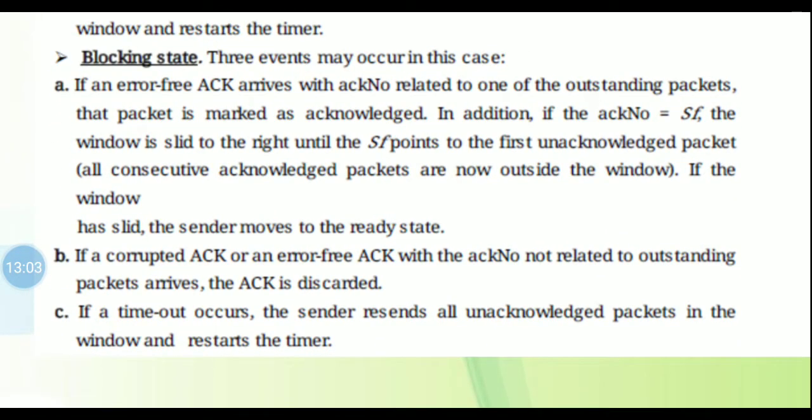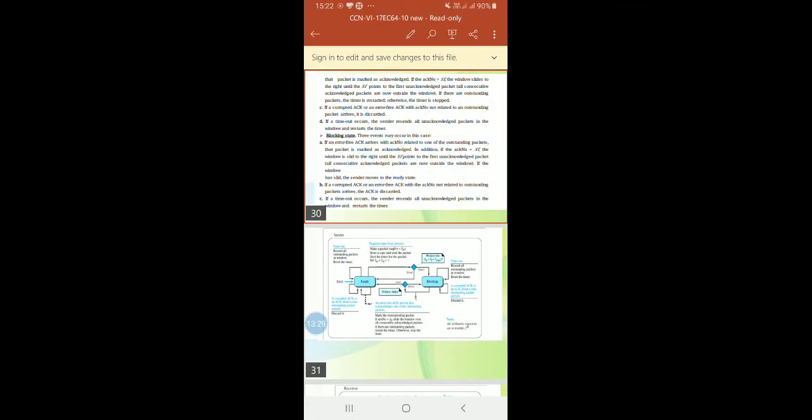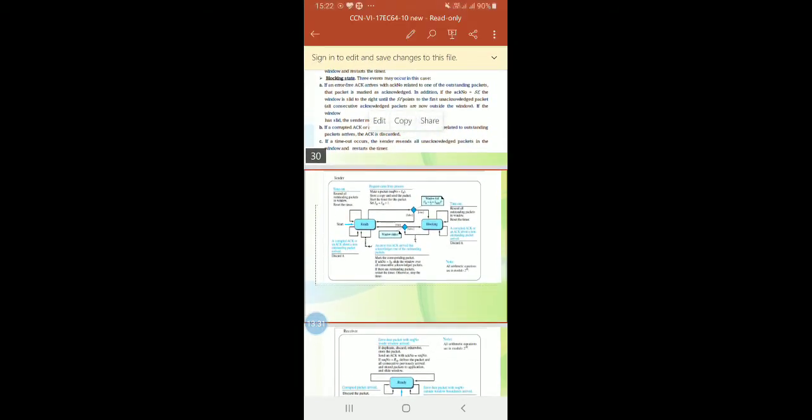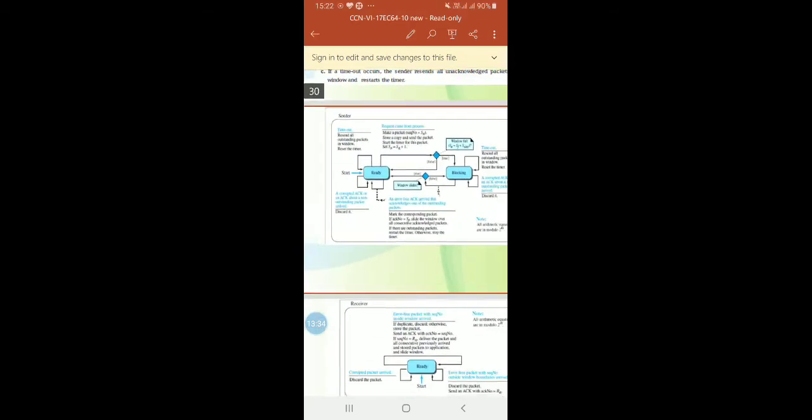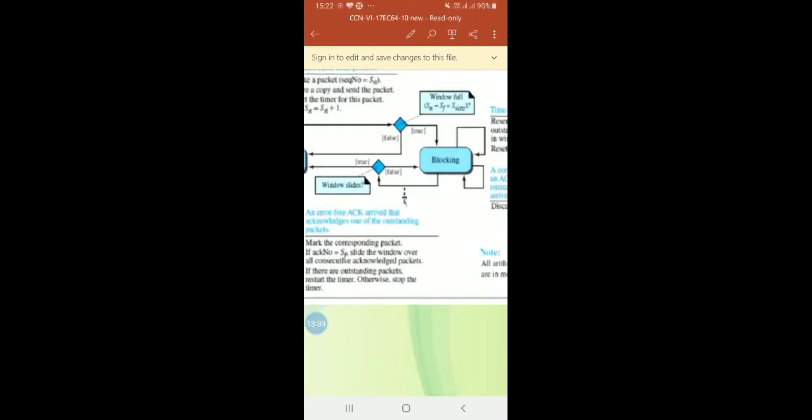Next, if a corrupted ACK or an error-free ACK with an acknowledgement number not related to an outstanding packet arrives, the ACK is discarded. Next, if a timeout occurs, the sender resends all unacknowledged packets in the window and restarts the timer. Next, we'll see about the receiver. Okay, so this diagram illustrates the finite state machine for the SR protocol sender.